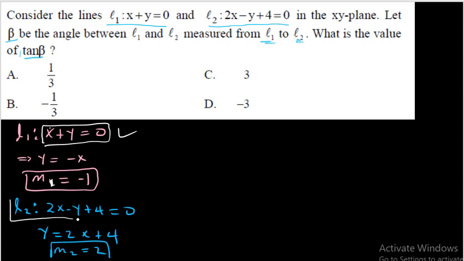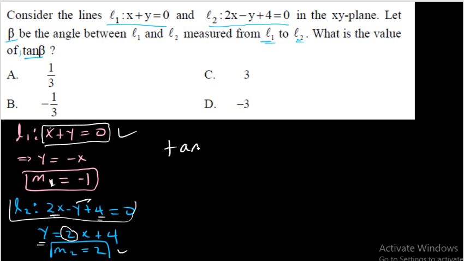The second line is 2x minus y plus 4 equals 0. If I take just the y to the other side, what is left? 2x plus 4 remains. That means systematically you can make y alone: y equals 2x plus 4. So the coefficient of x is the slope, which is m2 equals 2. Now we have identified the slopes.